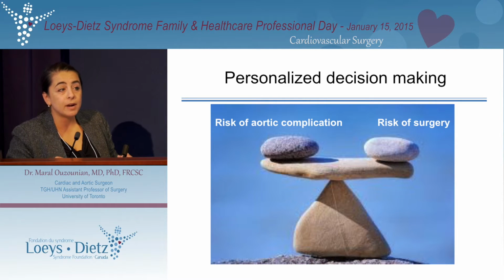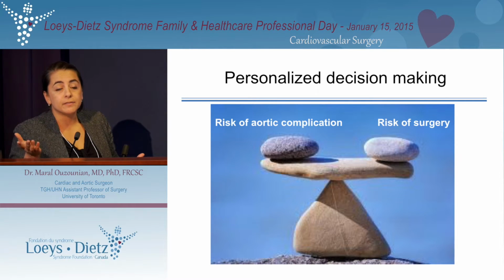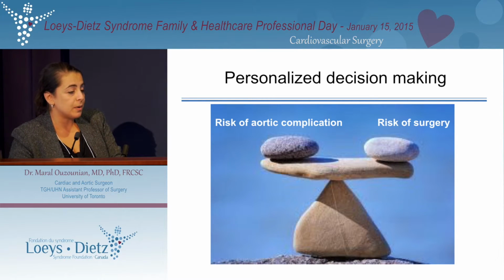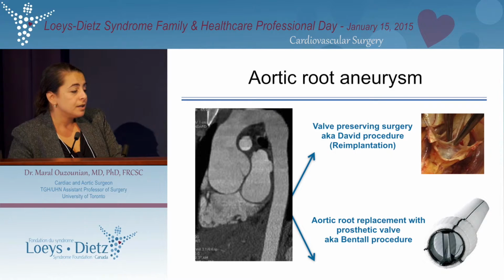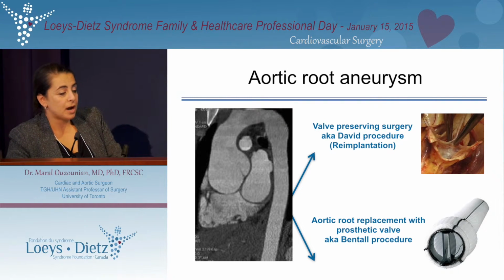And this is, again, the take-home message. We balance for each patient individually what is the risk of not doing an operation versus the risk of surgery. And when the risk of having an aortic complication is higher than the risk of surgery, that's when we operate. So I'm just going to touch briefly on a few common types of procedures.